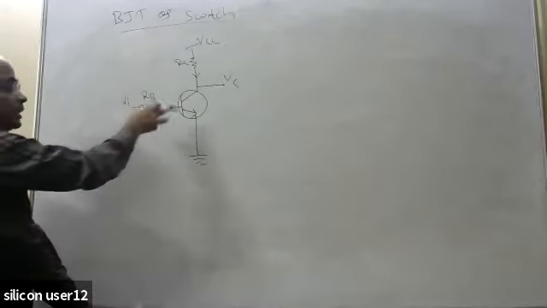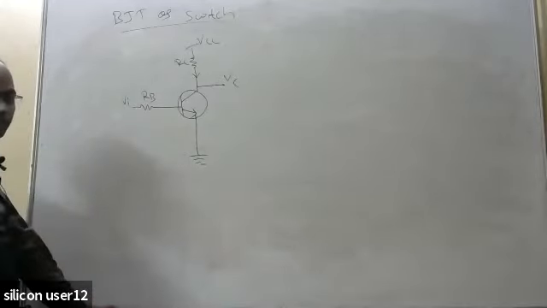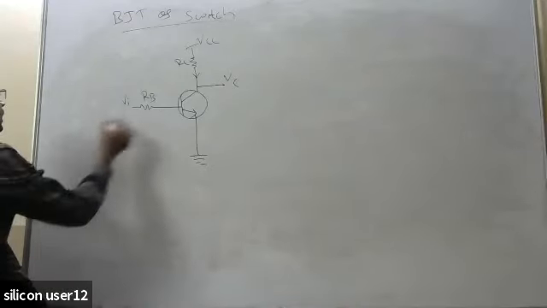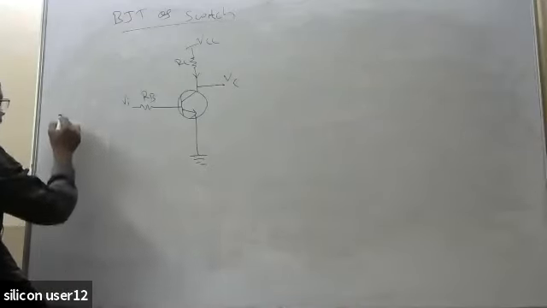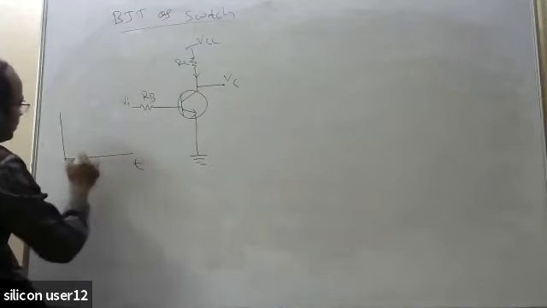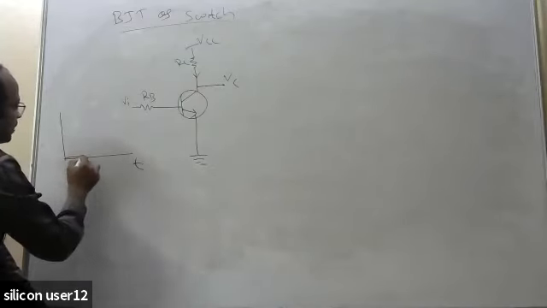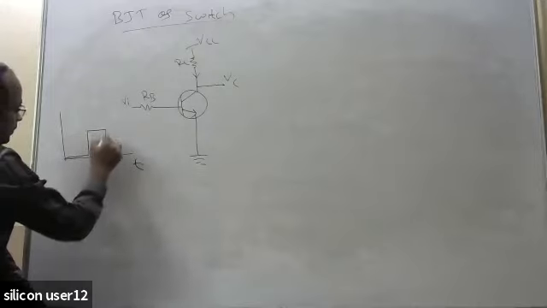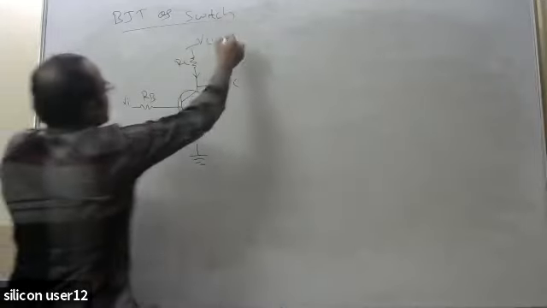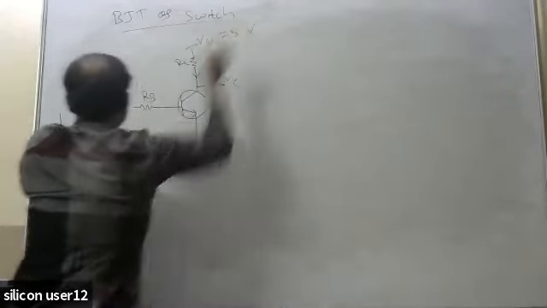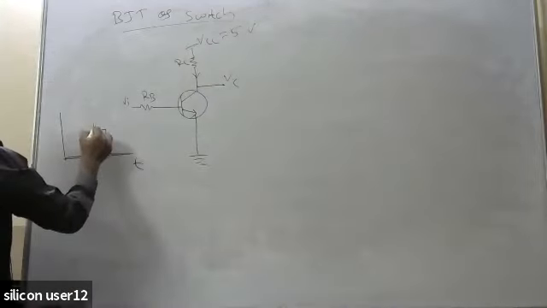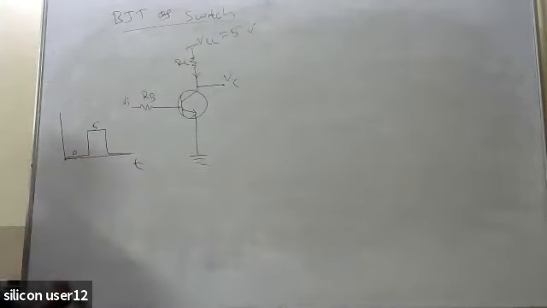So this is basically the common emitter connection of your BJT. Now let us say you are applying the input voltage here. With respect to time, let us say this is the waveform I am applying. Let us say VCC equal to 5 volt. So this is your 5 volt and this is your 0 volt. We will analyze two cases.